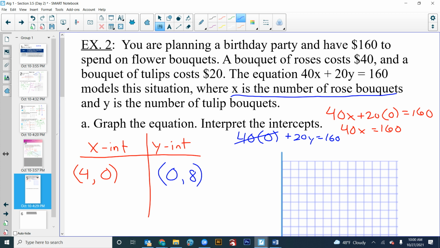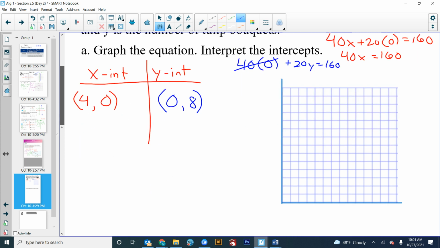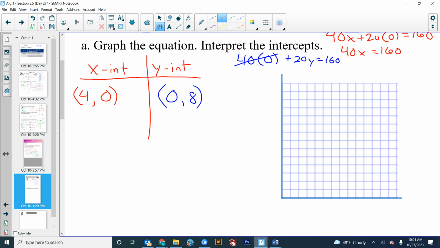Now, could there be combinations between those two? Yeah. All right. So 4 on the x-axis: 1, 2, 3, 4. And on the y-axis: 0, 1, 2, 3, 4, 5, 6, 7, 8. There's our line.